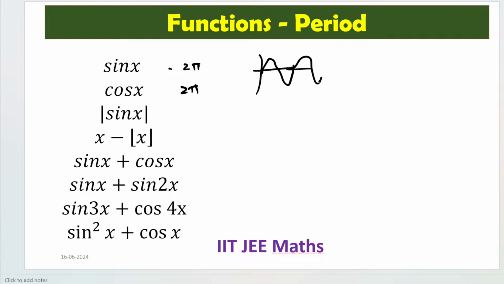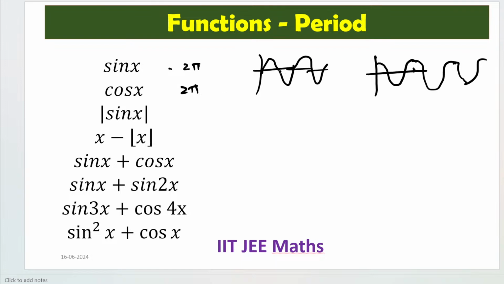After every 2 pi units. Cos x means this graph also repeats itself after every 2 pi units. This is 2 pi and again this is 2 pi, like this. Okay. Now absolute value of sin x.